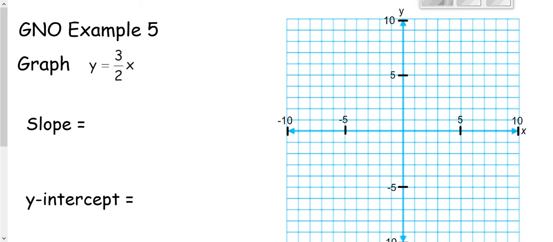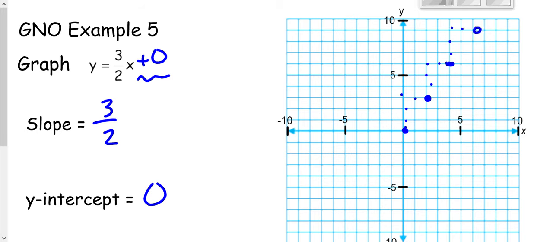Try this one on your own. This one's a little tricky. What's our y-intercept? What could I add at the end that wouldn't change anything? A 0. So what's my slope? 3 over 2. And what's my y-intercept? 0. So we're going to start right there at the origin, and then we go up 1, 2, 3, and over 1, 2.